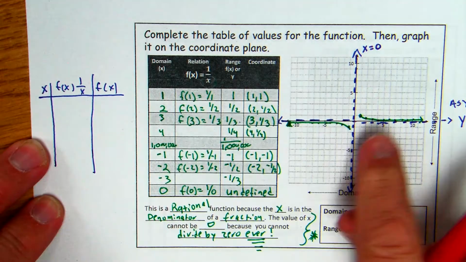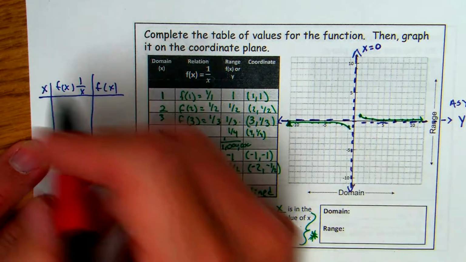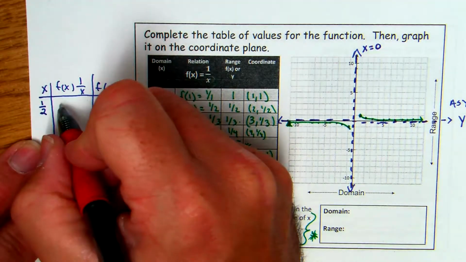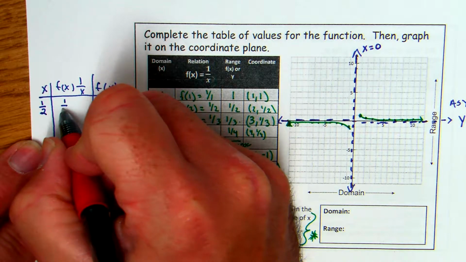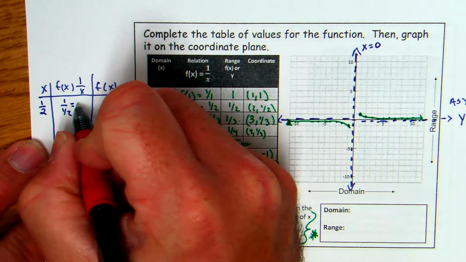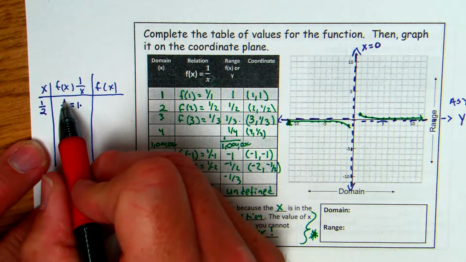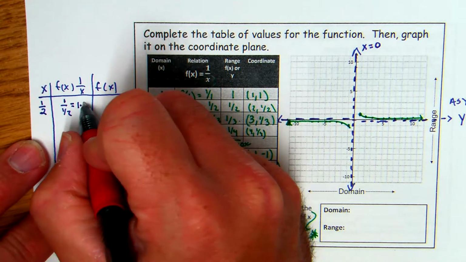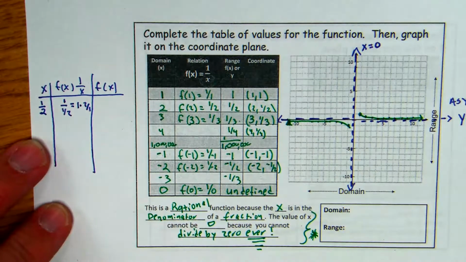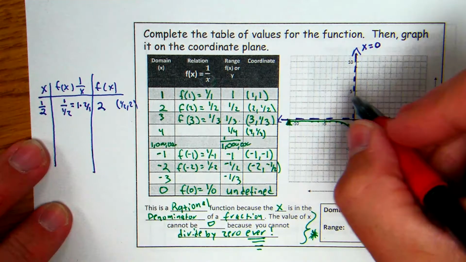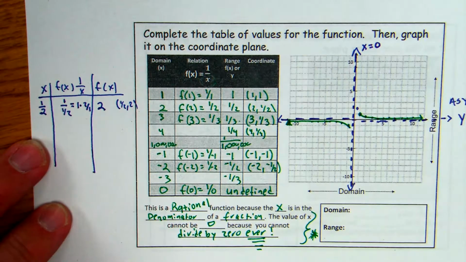In between 0 and 1, I don't know what's happening, so I'm going to pick an x value that's in that space. F of 1/2 equals 1 divided by 1/2. Any idea what that is? Please keep in mind that division is the same as multiplying by the reciprocal. So I can think of this instead of divided by 1/2 as being times the reciprocal of that, which is 2 over 1, or 2. This is the coordinate 1/2, 2.